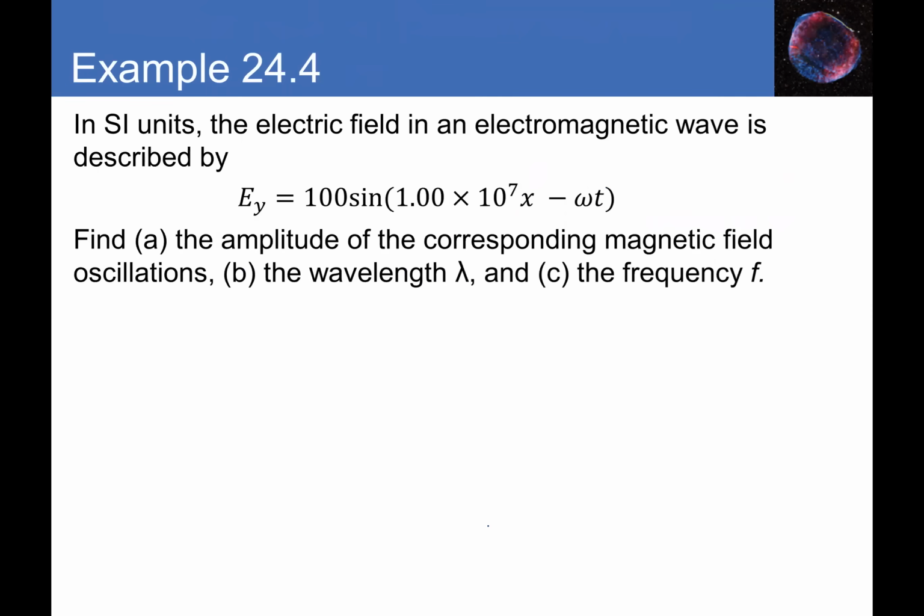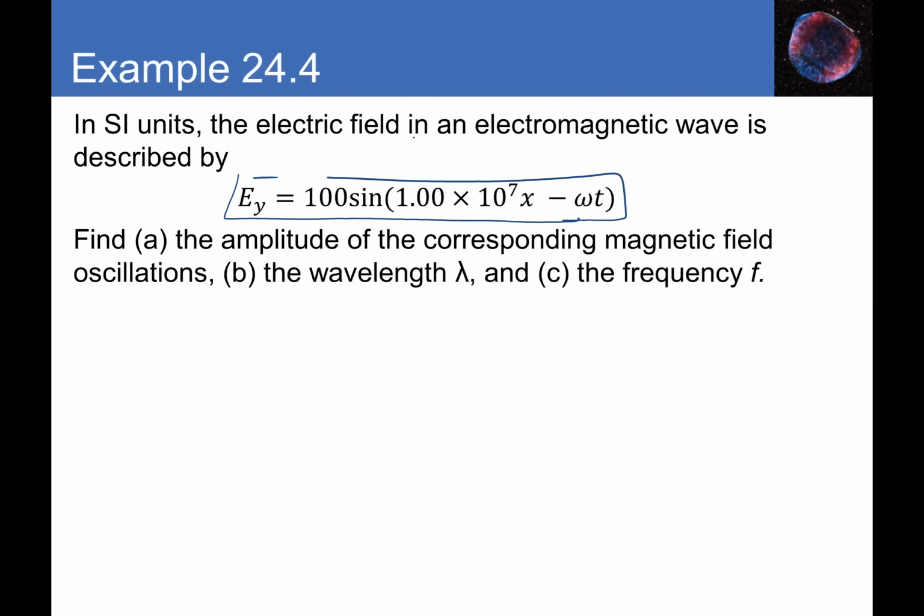Here's one more equation, an example. So you have, in SI units, the electromagnetic field in an electromagnetic wave described by this equation. So we have the equation for the electric field as a function of time at that instant. It's given as E_y equals 100 sin(1 times 10 to the 7 x minus omega t). So we're given the electric field of the electromagnetic wave. All right, so let's see what we can do with this.